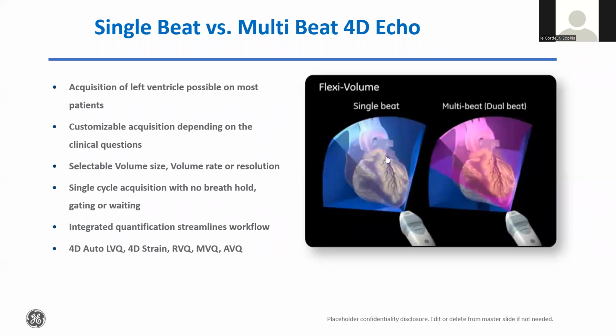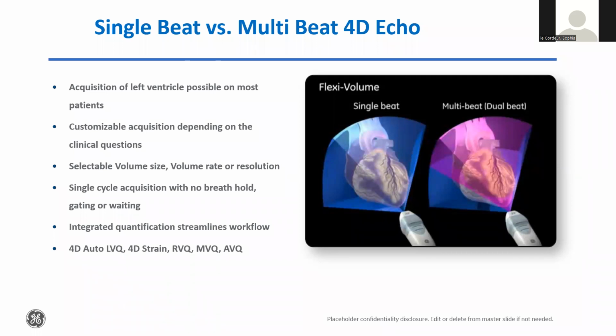The difference is that with single beat, we acquire the full volume every cycle at a certain volume rate, usually because we are acquiring a much bigger volume. It compromises the volume rate. We cannot do the acquisition that fast, and it also compromises the spatial resolution, or the voxel resolution.